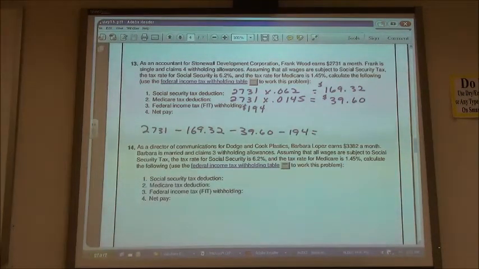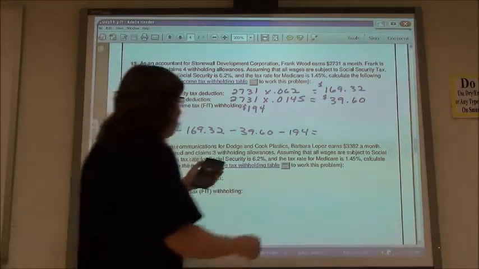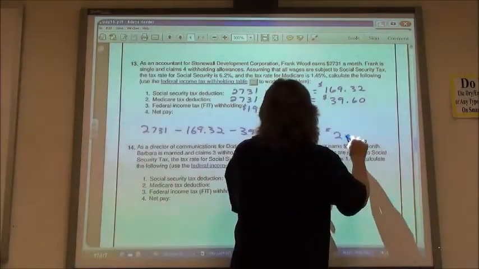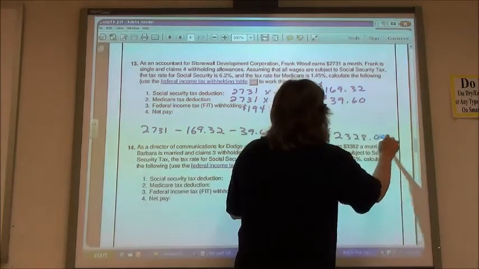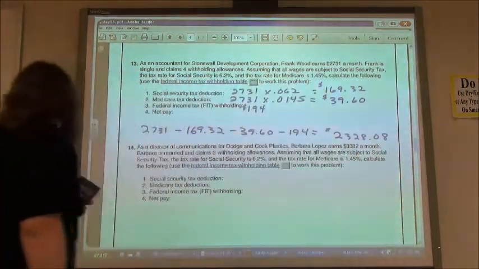So $2,731 minus $169.32 minus $39.60 minus $194 gives me $2,328.08 for my net pay.